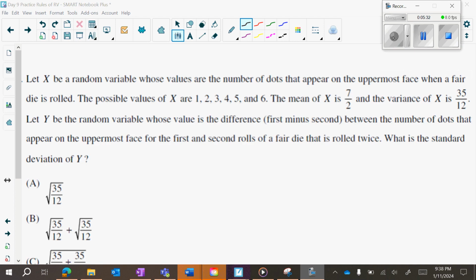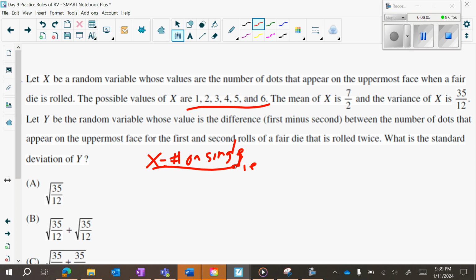So now here's where we get into more application-based questions where it's just less about numbers and more about actual real life scenarios. So here we have X is a random variable of the number of dots that appear on a die. So basically how many numbers are on a single die, right? 1 through 6. It's telling you the mean and the variance, sorry. So let's write X equals the number on the single die. They're telling you the mean, which is the expected value, is 7/2, which is 3.5.